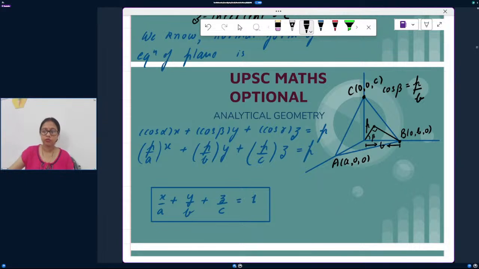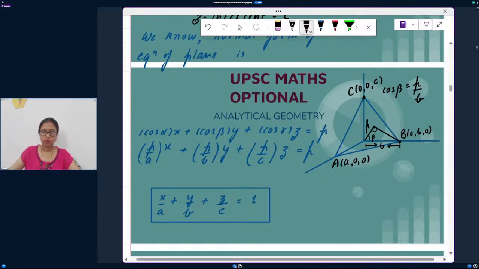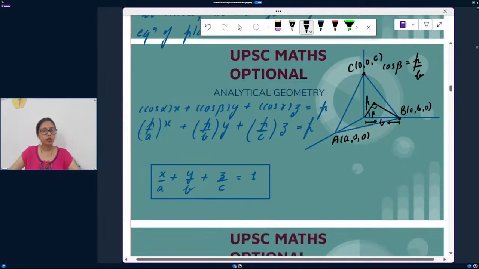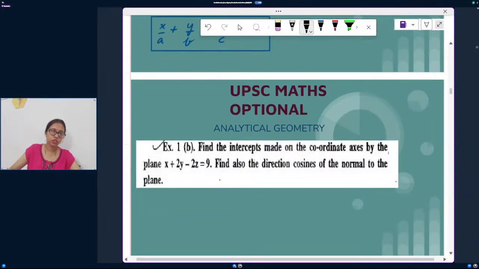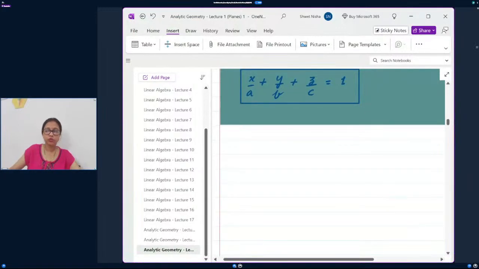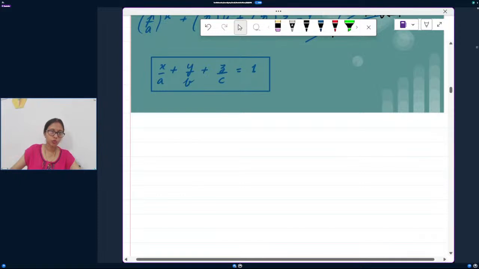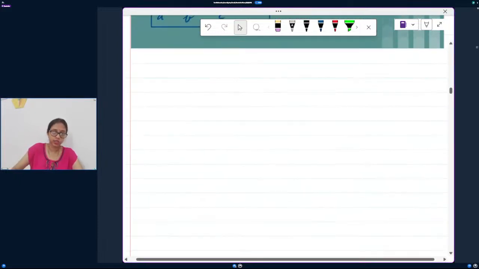Next we have normal form, which we have done, and intercept form, which we have done. Now, if a general equation is given to you, how can you find out your x-intercept, y-intercept, z-intercept? Means how will you find out where it cuts the x-axis, where it cuts the y-axis?